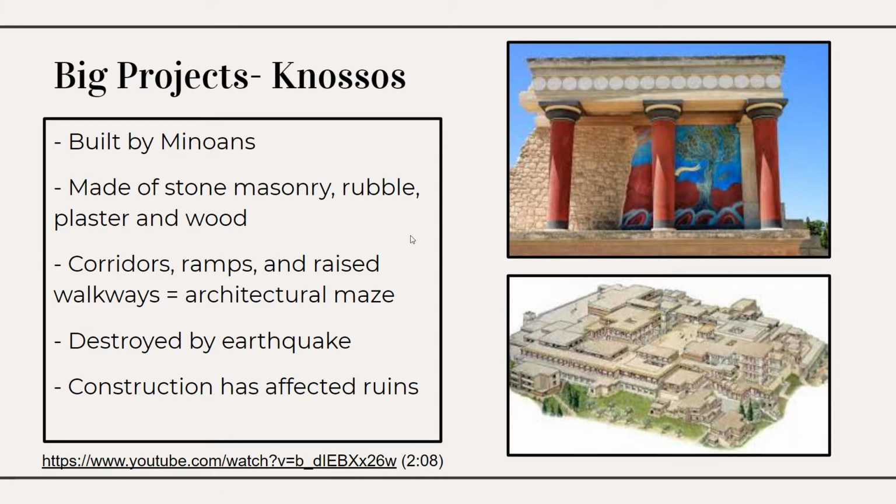We have a picture of it down here, actually. This was the entire thing. I have a better picture that I'll show you in a minute. You can see these are the little columns, and this is like columns. So by comparing those two pictures, it was very big. It had corridors, ramps, and raised walkways. It was an architectural maze. And it's crazy how they built that with the amount of stuff that they had to build it back in the day. However, sadly, it was destroyed by an earthquake, and construction today to try and rebuild it has actually affected the ruins, and it's kind of sad.